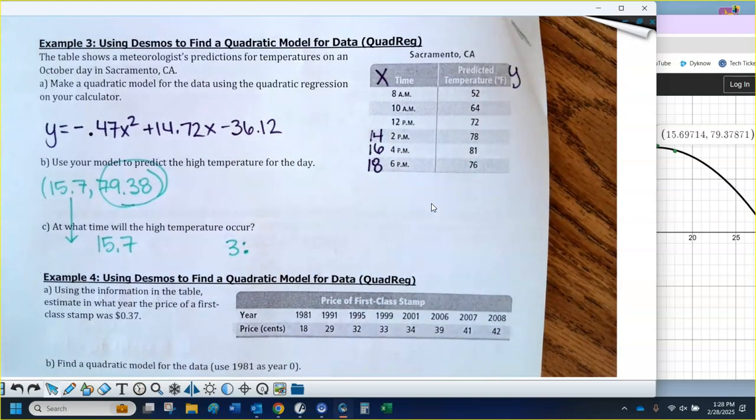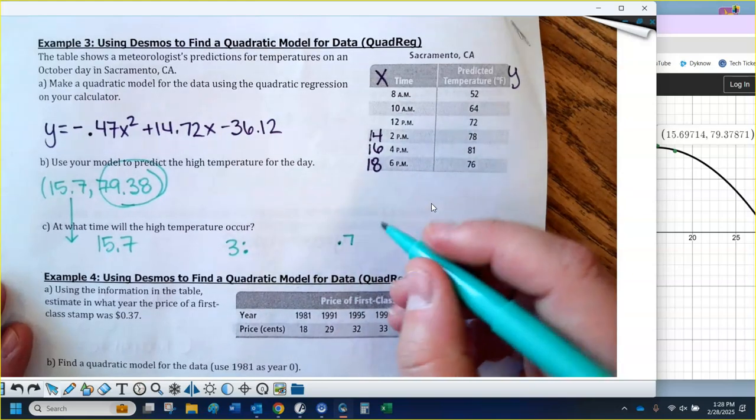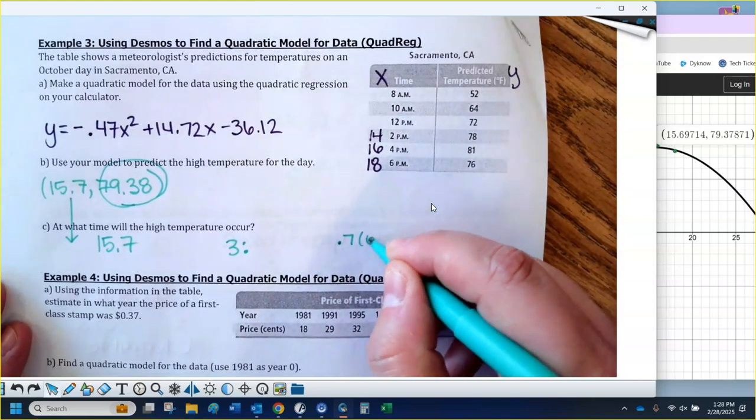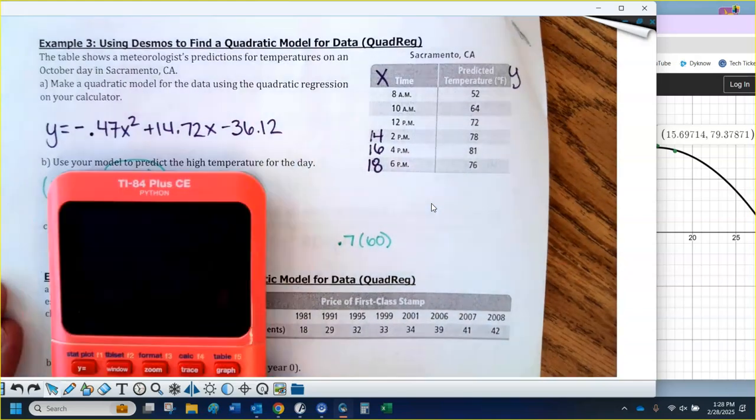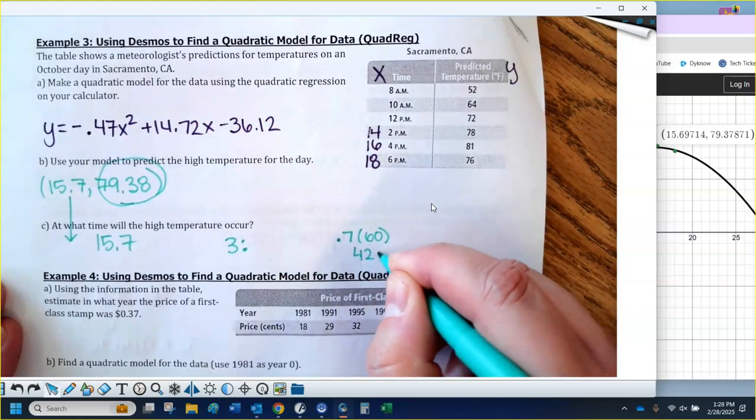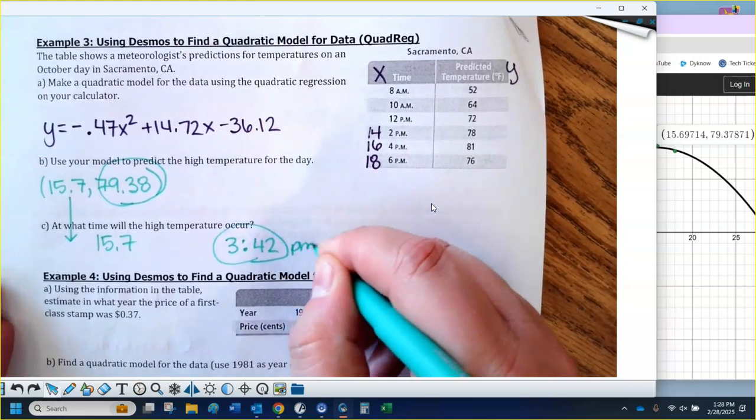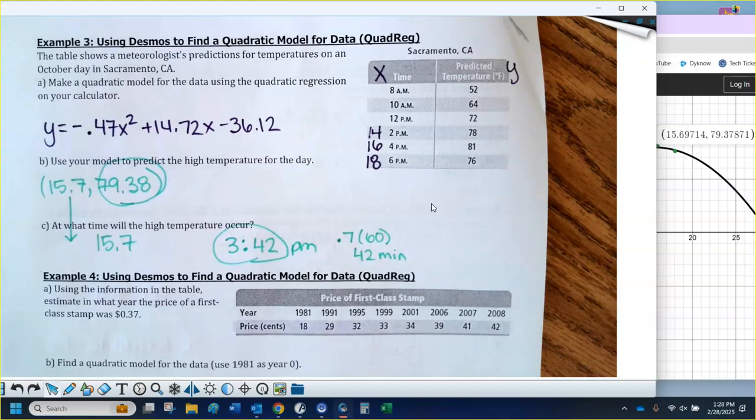Does anybody know how to convert the 0.7 to minutes? How many minutes are in an hour? 60. Okay, so if this is like 15.7, here's all you would do. To convert that to minutes, just do whatever that decimal is times 60. That will give you the equivalent minutes. It's like a little conversion. So 0.7 times 60, this would be 42 minutes. So it would be 3:42 in the afternoon would be the actual time that you're going to get that high temperature.